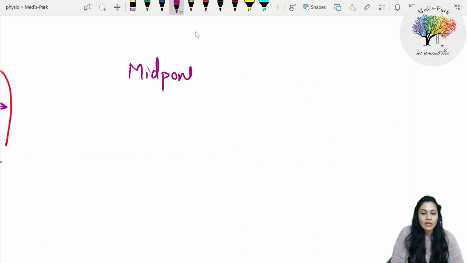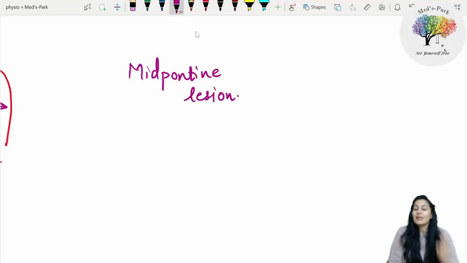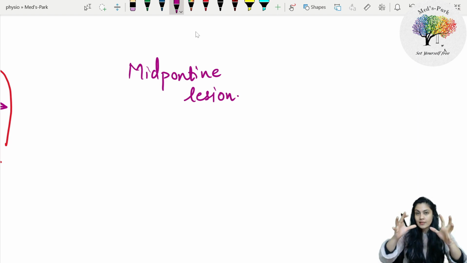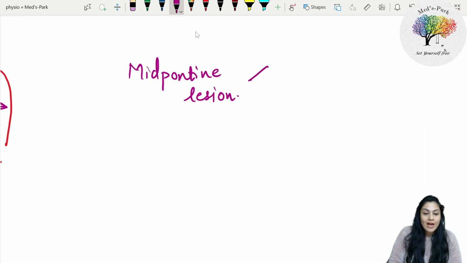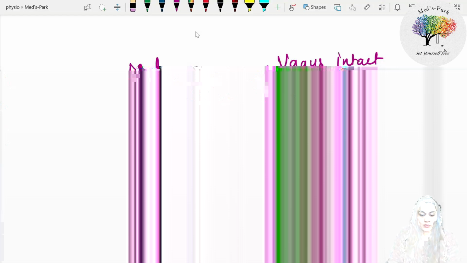You have to be very careful when you answer about the mid-pontine lesion, since the mid-pontine lesion is inhibiting the pneumotaxic center, which is present in the upper pons. The pneumotaxic center inhibits the apneustic center, but understand there are other inhibitory signals that are also coming from the lungs, right? So we have to consider that also. Let's say mid-pontine lesion with vagus intact and mid-pontine lesion with bilateral vagotomy.